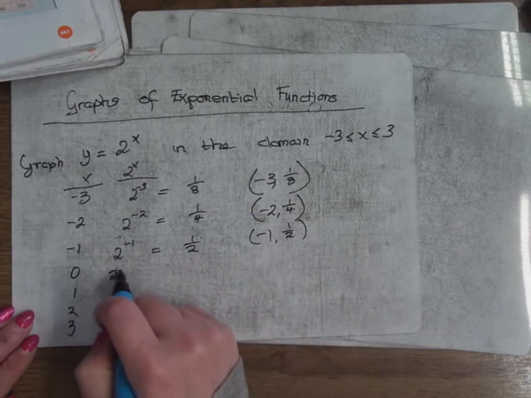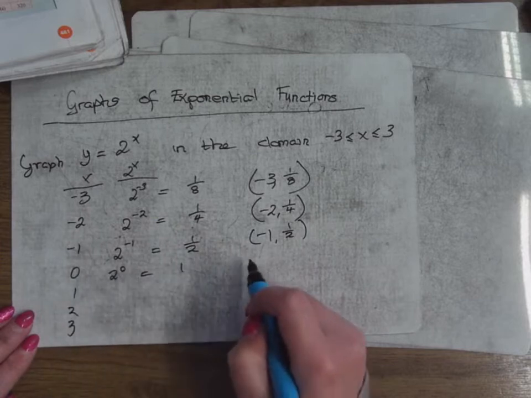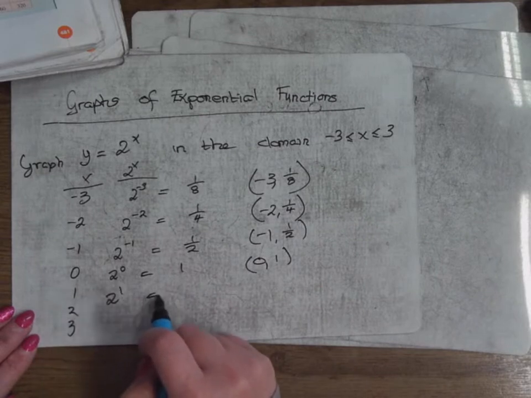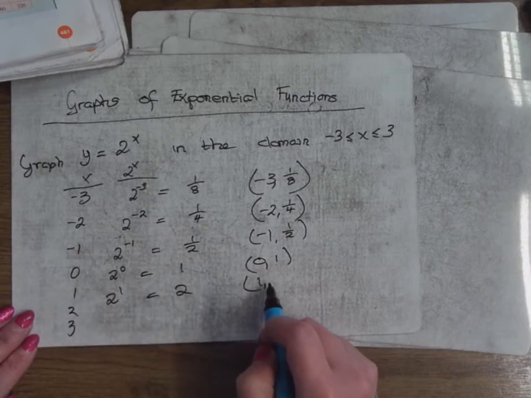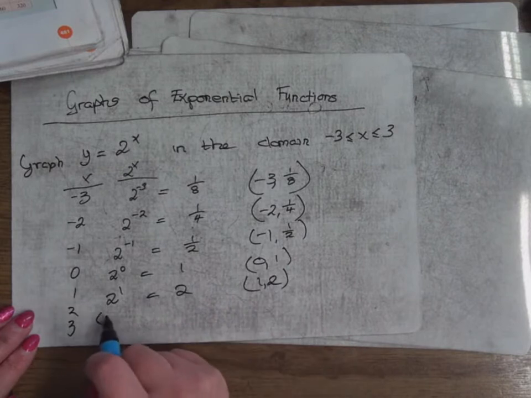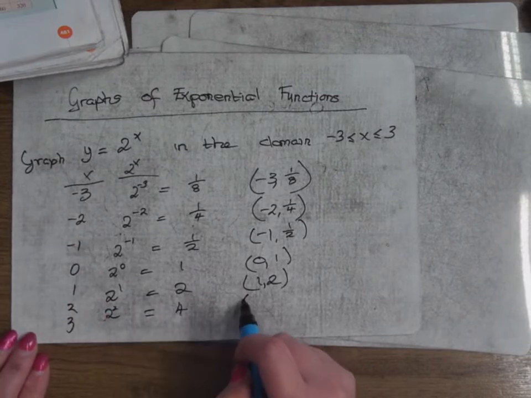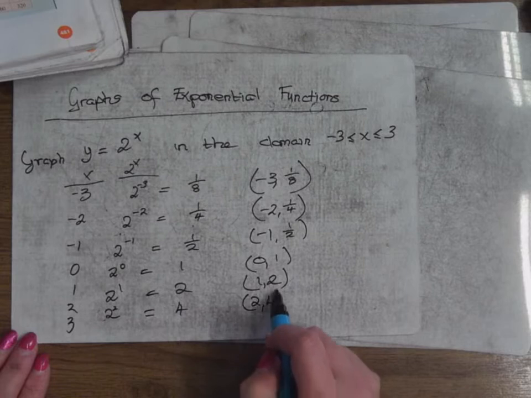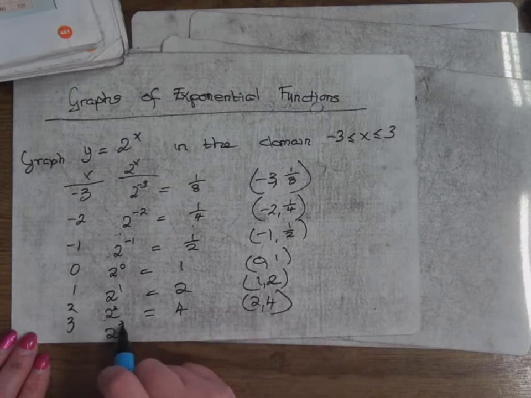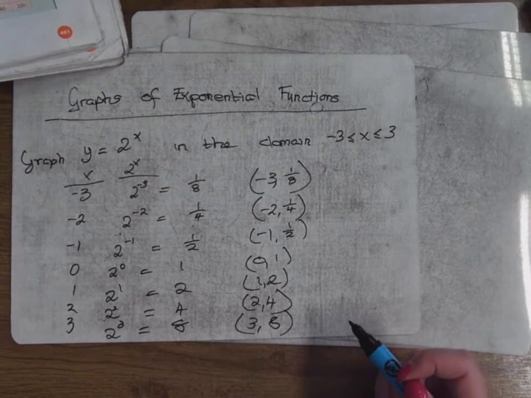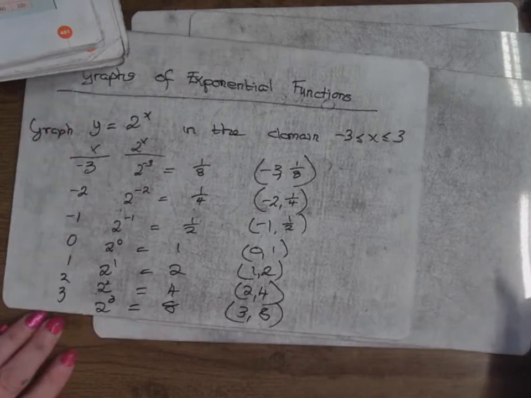2 to the power of 0 is 1. Anything to the power of 0 is 1. So I put in a 0, got out a 1. 2 to the power of 1 is 2. So I put in a 1, got out a 2. 2 to the power of 2, sorry, there's no bracket there, is 4. So I put in a 2 and got out a 4. And 2 to the power of 3 is 8. So I put in a 3 and got out an 8. Is that alright? Okay, so now I'm going to graph those points.